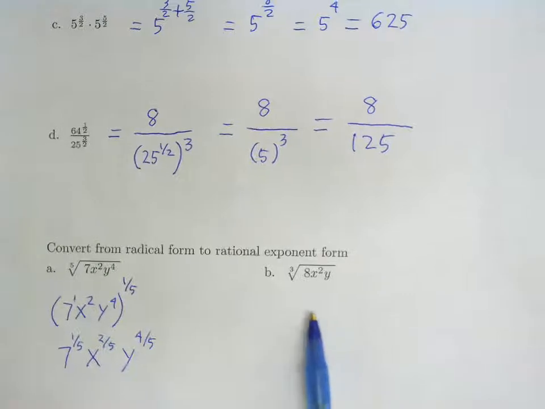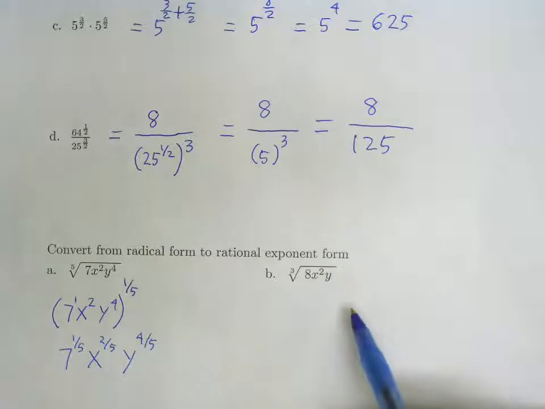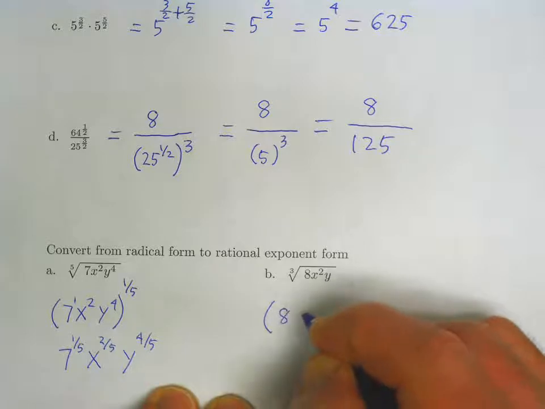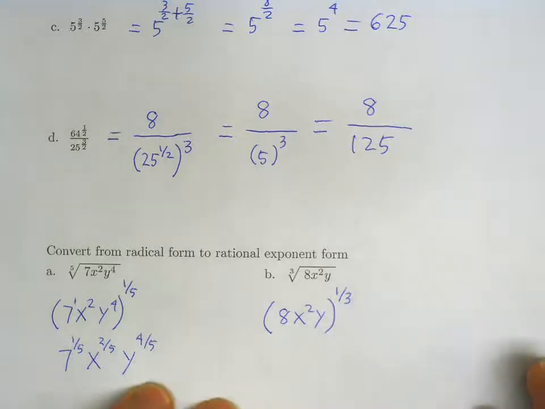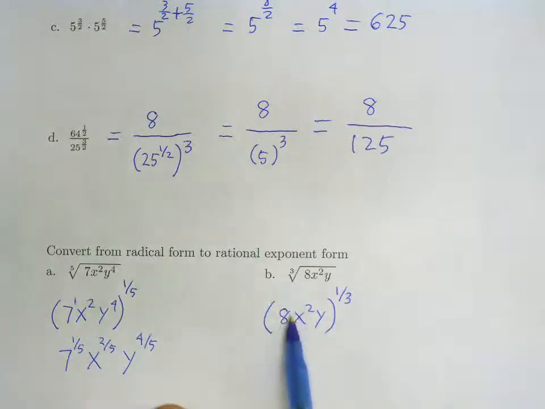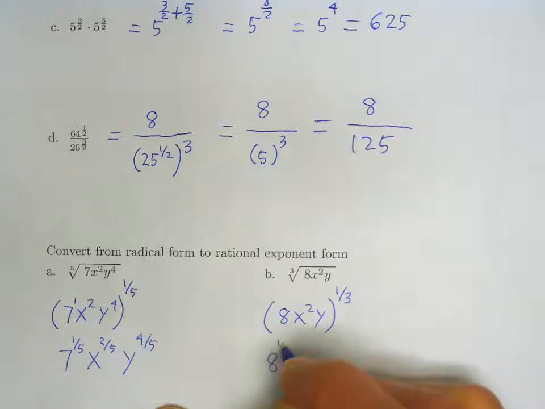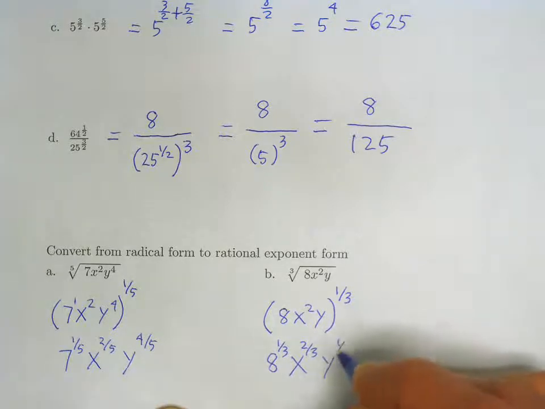Okay, in the next example, we have the cubed root of 8x squared y. Converting that to rational exponent form, well, in parentheses, we have 8x to the second y, and we have the exponent 1/3. Then think of 8 as 8 to the first, and we're going to multiply 1/3 times each of those exponents. Y has an exponent of 1, so we'll get 8 to the 1/3 times x to the 2/3, because 1/3 times 2 is 2/3, times y to the 1/3.